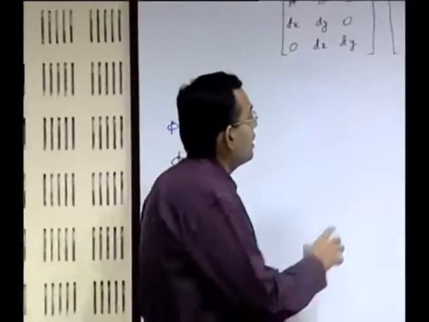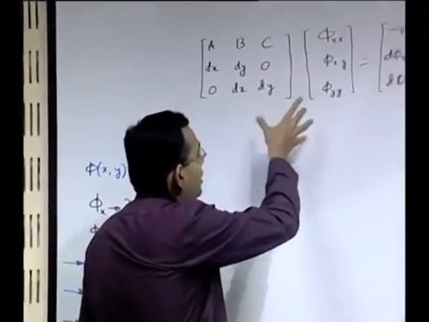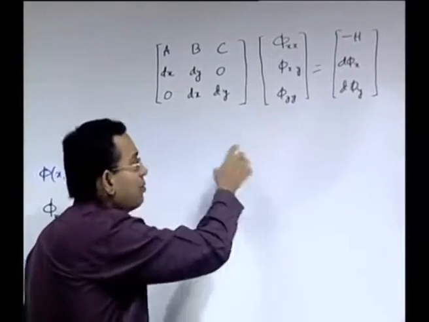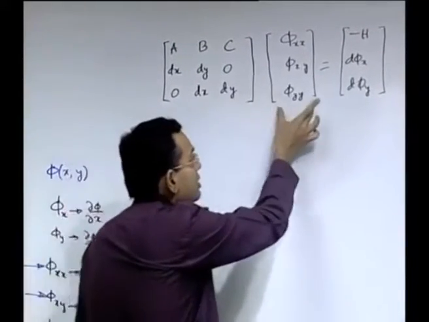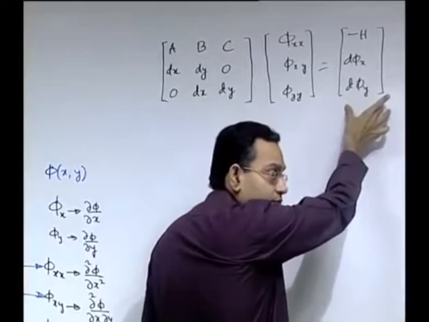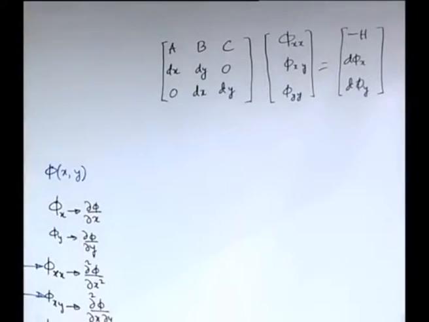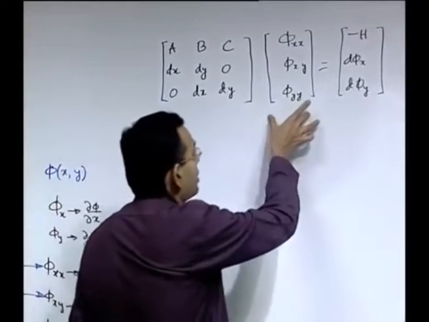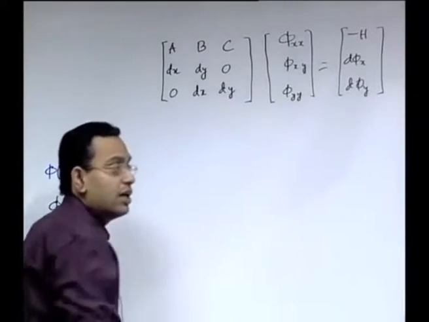So, as if it is a pseudo linear algebraic form Ax equal to b, where A is this matrix, x is this one and b is this one. We are interested about the case when the solution of this x, that is phi xx, phi xy, phi yy does not exist.